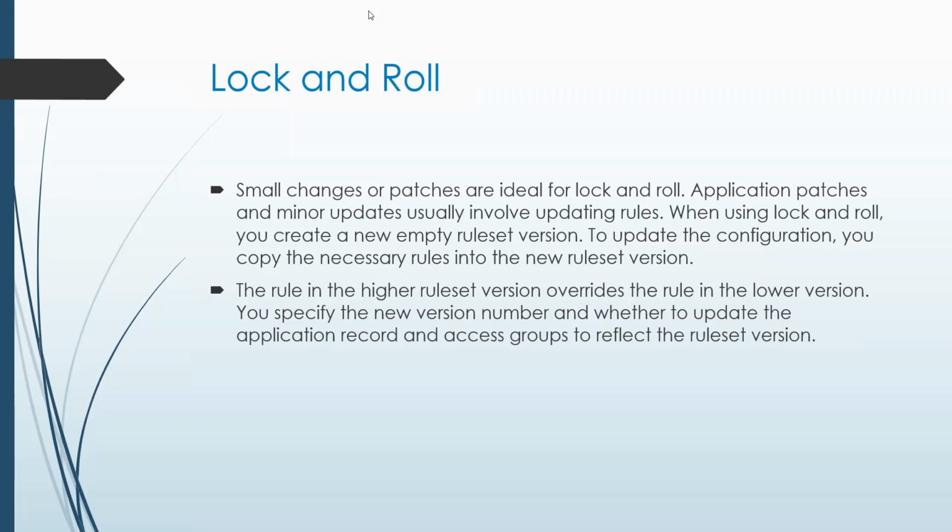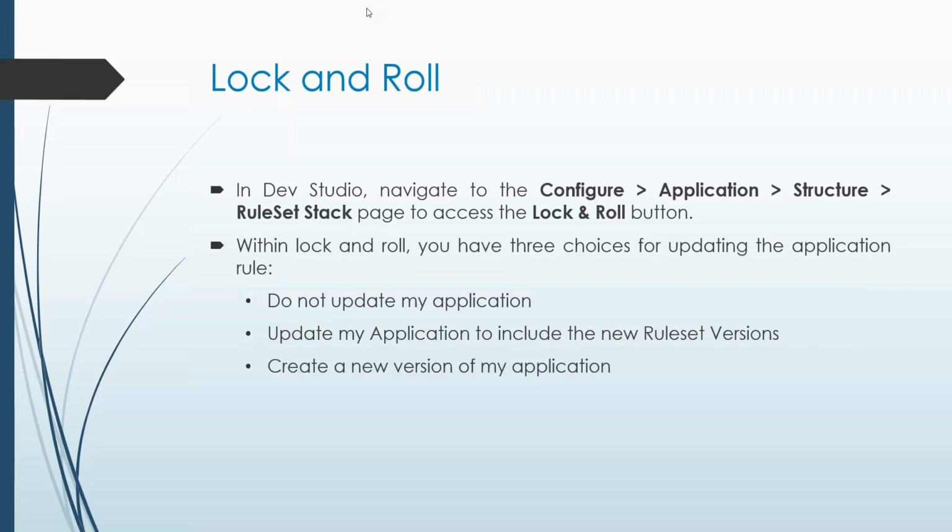Within this lock and roll, we have three different options. Lock and roll comes with three different options. Do not update my application. Second one is update the application to include the new rule set version. The third one is create a new version of the application. So three things. What are those? Do not update my application. Update the application to include the new rule set. The third one is create a new version of the application.